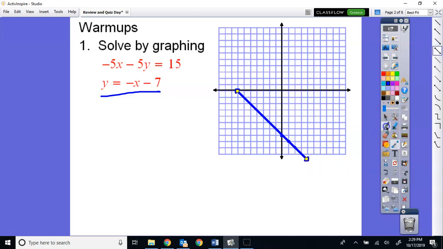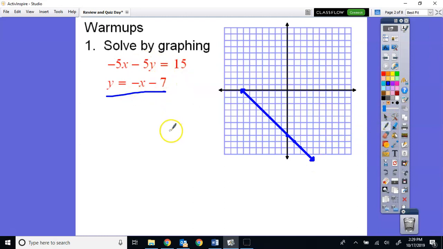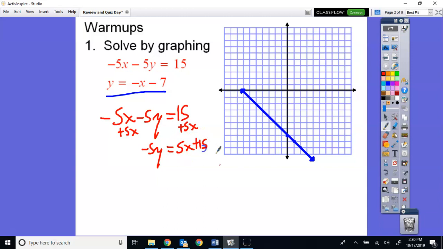But again, you are looking for the point where both of these lines are true. So you take the other equation and you solve it for y. You get y by itself, because you are going to graph it using the same techniques that we did with the first one. And so we're going to, first of all, add 5x, add 5x. That's going to give me -5y equals 5x plus 15. Then we're going to divide by -5, divide by -5, and I get y is equal to 5 divided by -5 is -1x. 15 divided by -5 is -3.